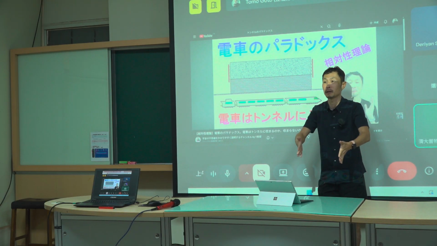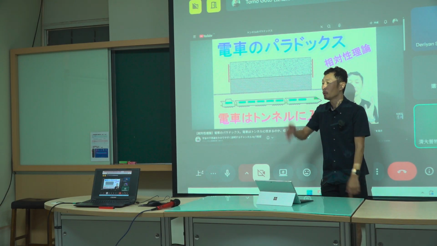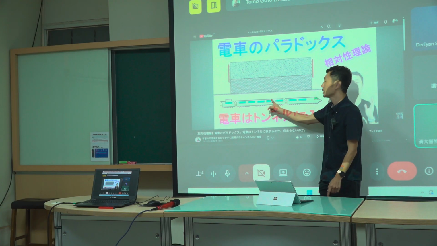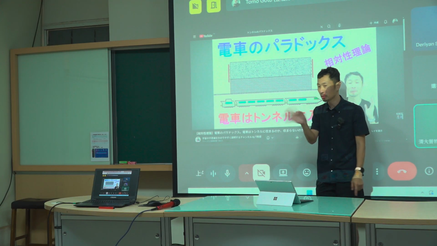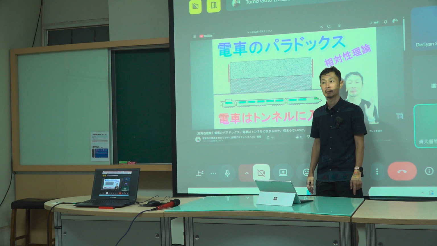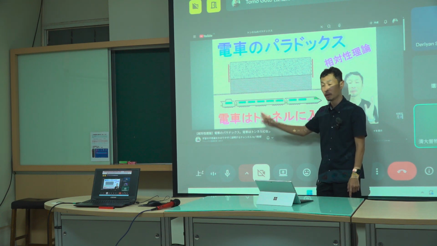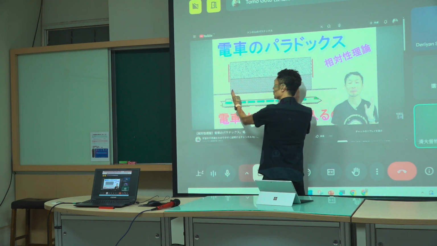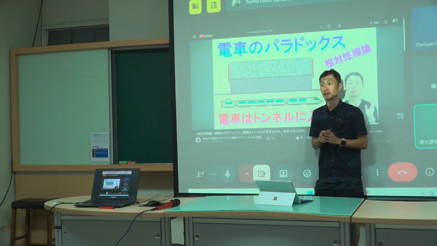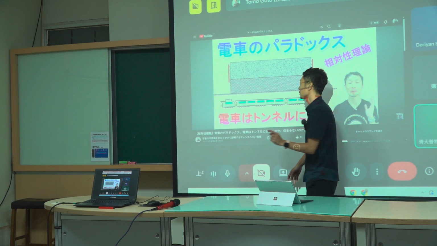Because you are on the train, right? So for this person on the train, it is not going to get any shorter. The train is the same length, then it's not going to fit the tunnel, right? Okay. Now here's a question.